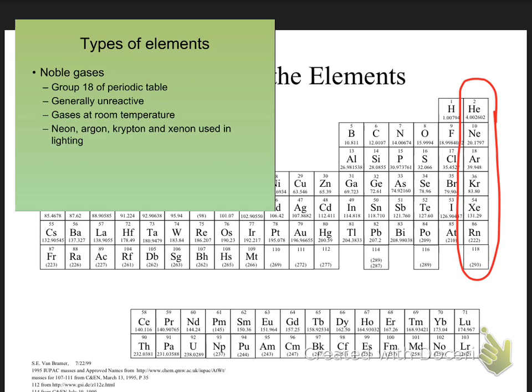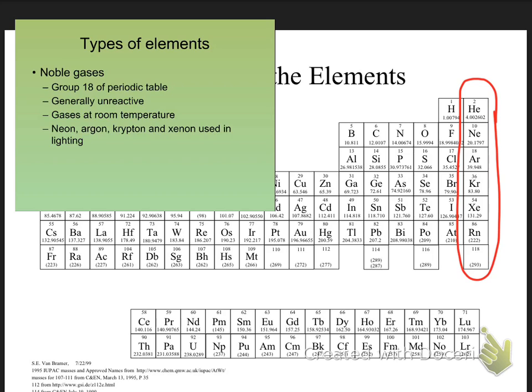Neon, argon, krypton, xenon. When you talk about neon lights, each of these has their own distinctive color, so we tend to talk about them all as being neon lights. In reality, they're different noble gases used in those tubes. And you basically put the gas in a tube under low pressure and you run electrical current through it, it glows, which gives us our familiar lighting.